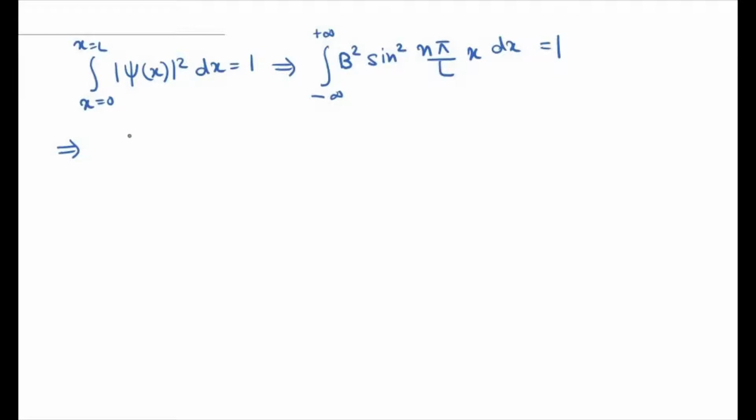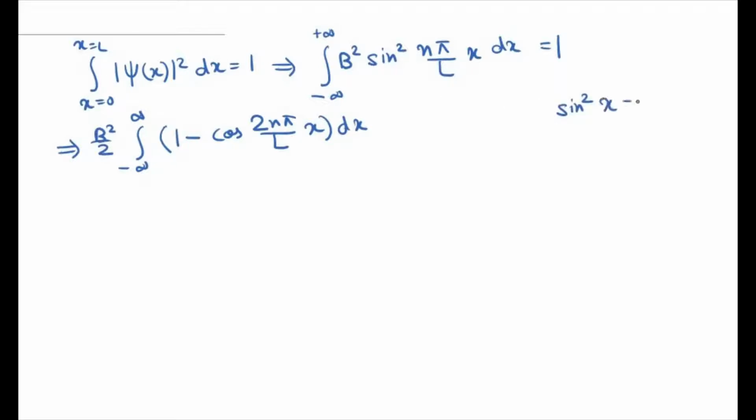So we just express sin² x in the form of cos x. So B² times the integral of 1 minus cos(2nπ/L x) dx. We should have a half factor over here, so it should be B²/2. The relation is 2 sin² x equals 1 minus cos 2x. This dx should be equal to 1.